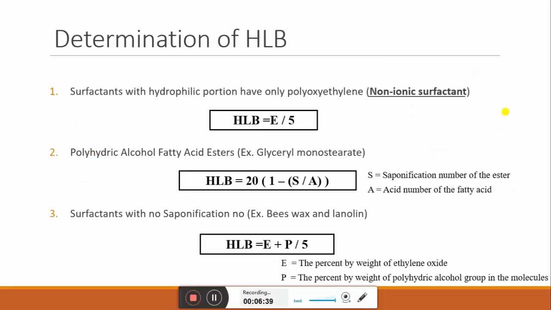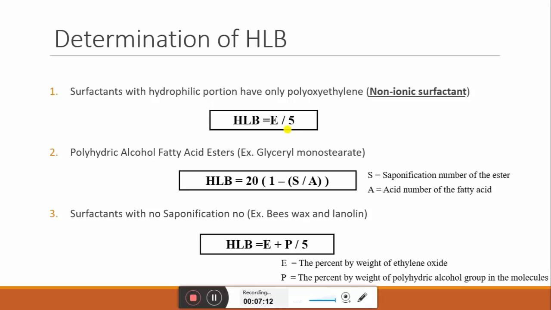Next is determination of HLB. The first method for calculation of HLB of a surfactant is for non-ionic surfactants. When the surfactant's hydrophilic portion has only a polyoxyethylene group, we can use the equation HLB = E/5, where E stands for the percentage of ethylene oxide present in the surfactant.